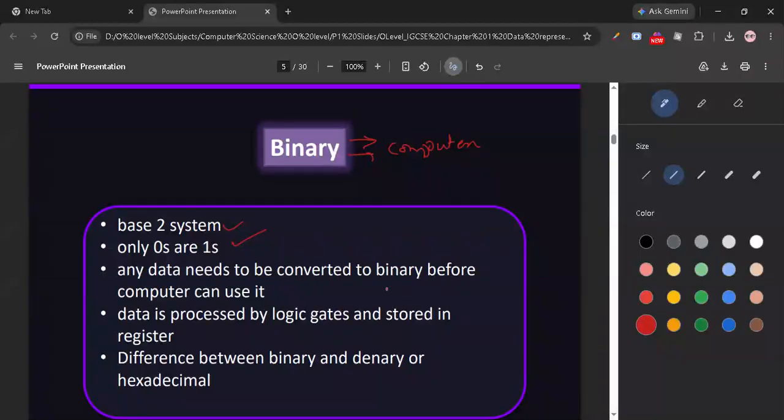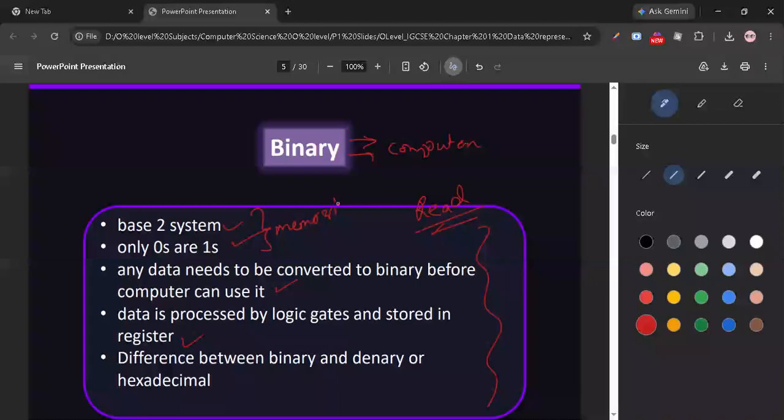Any data needs to be converted to binary before a computer can use it, and then the data is processed by logical gates and stored in registers. Just read it. Don't memorize everything, just memorize these things.